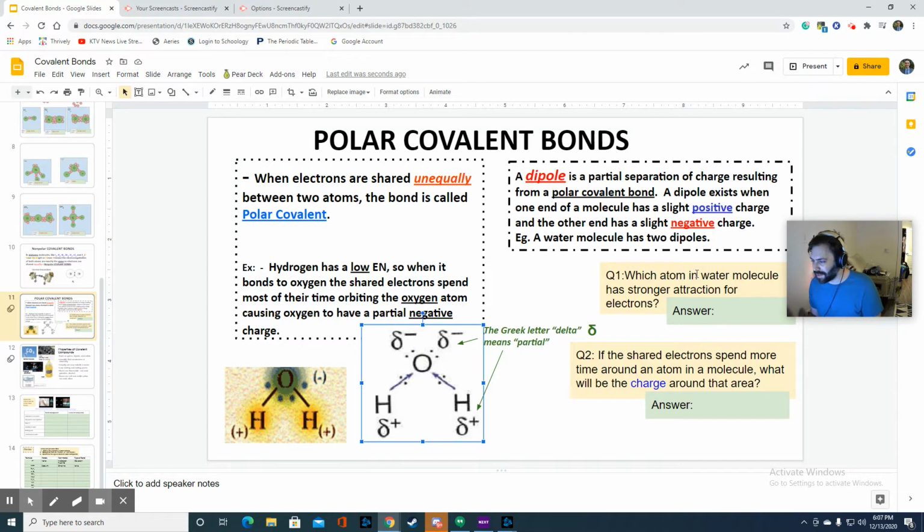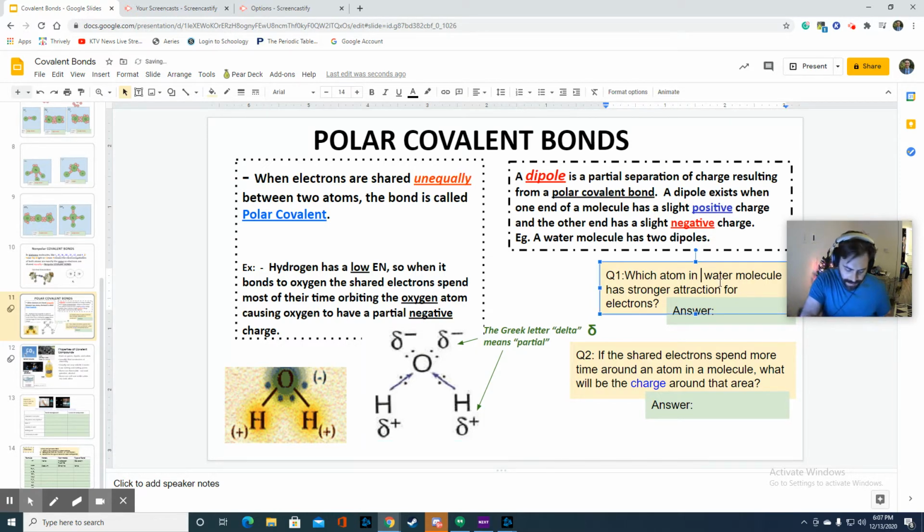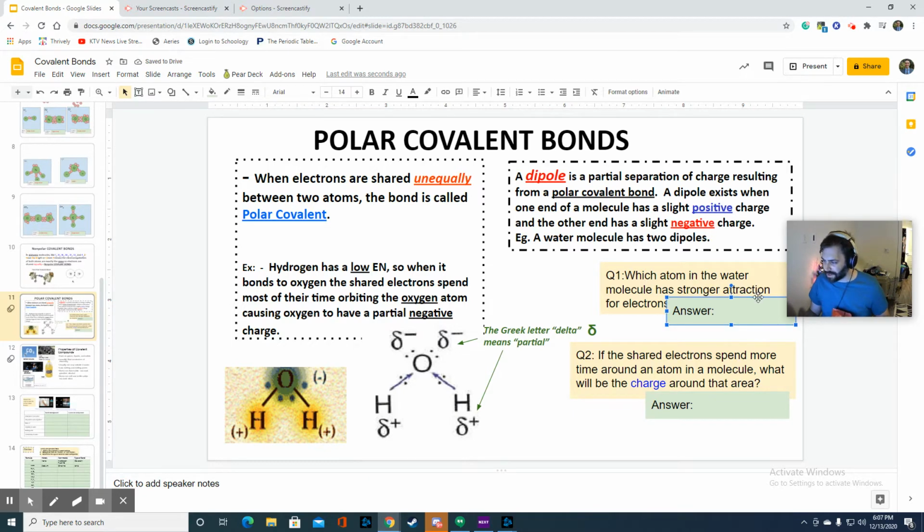So which atom in the water molecule has a stronger attraction for electrons? Sorry, you saw my food right there. That's going to be oxygen because it has a higher electronegativity.